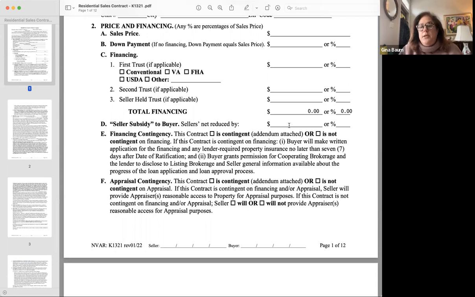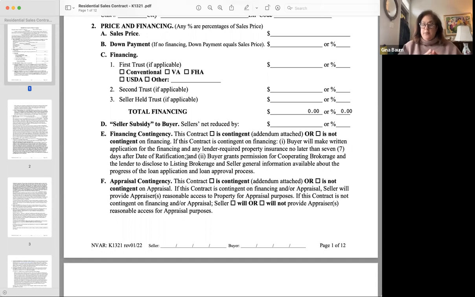So just be aware, make sure you look at all of these little lines and make sure you're not missing anything. Financing contingency: this contract is contingent, addendum attached, or is not contingent on financing. If this contract is contingent on financing, buyer will make written application for the financing and any lender required property insurance no later than 7 days after ratification. Okay, so lender application for financing.